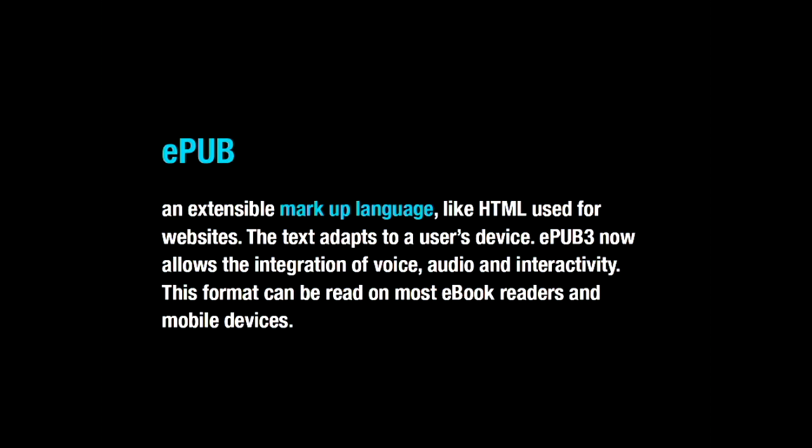An EPUB basically uses a markup language, and like HTML is for websites, EPUB is the markup language for ebooks. So it basically allows the text to adapt to the user's device, so you can increase or decrease the text size. EPUB 3 is also now available, and it includes integration of sound and video and interactivity. I haven't actually tested this EPUB 3. Most of the EPUBs I've looked at are just the EPUB 2 format, which only really deals with links, images, and text. But this format can be read on most ebook readers.